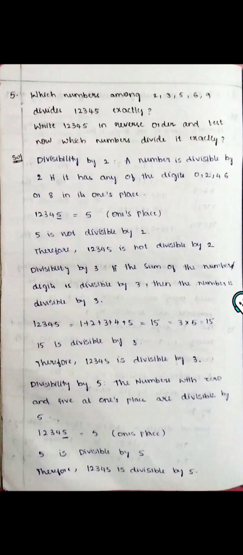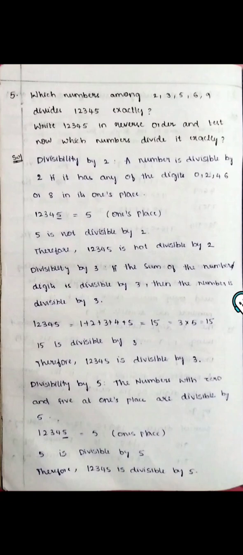Divisibility by 3: if the sum of the digits is divisible by 3, then the number is divisible by 3. So if we add 1 plus 2 plus 3 plus 4 plus 5, we get 15, which is divisible by 3, since 3 fives are 15. So we can say that 12345 is divisible by 3.